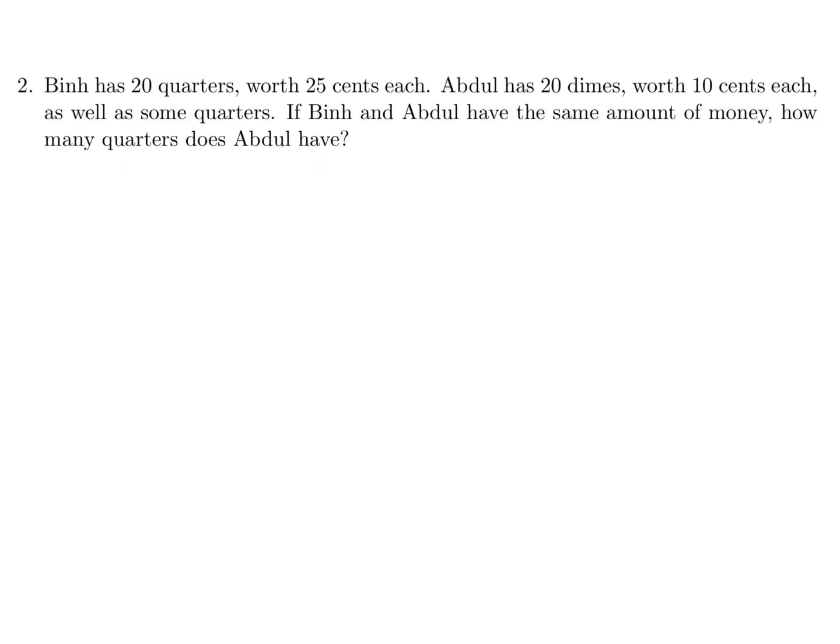Bin has 20 quarters worth 25 cents each. Abdul has 20 dimes worth 10 cents each, as well as some quarters. If Bin and Abdul have the same amount of money, how many quarters does Abdul have? So Bin, it'd be 25 times 20. So 20 quarters each worth 25 cents, and that's 500 cents.